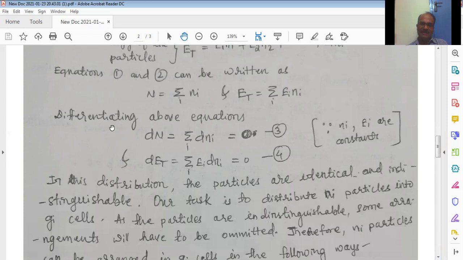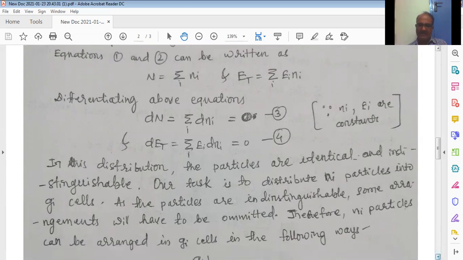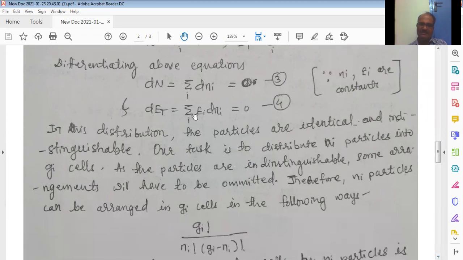Then differentiating the above equations, we get dN is equal to summation over i of dNi. This becomes 0 because this N is constant. So differentiation of any constant is 0. And the differentiation of Et is dEt is equal to summation over i of Ei dNi is equal to 0, because that quantity is also a constant, so its differentiation is 0.